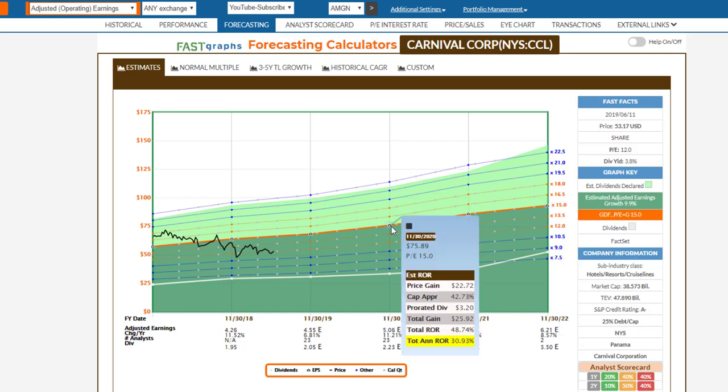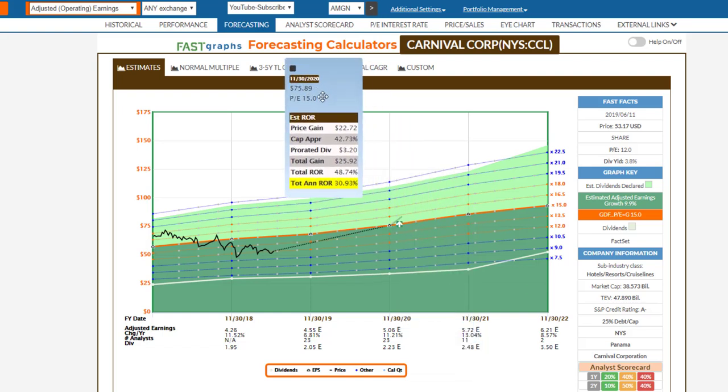But if I only look out the next year, year and a half or so, out to November of 2020, and look at what my performance could be, I could make 30% or almost 31% annualized rates of return. Because what I'm looking at here is an earnings growth rate where I get 7% this year and 11% next year. And so the earnings go from $4 and let's say 30 some cents currently, in between these two numbers, up to $5.06.